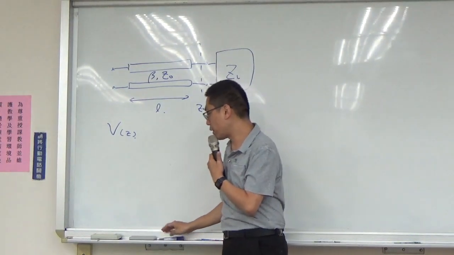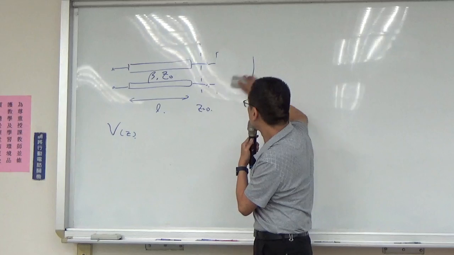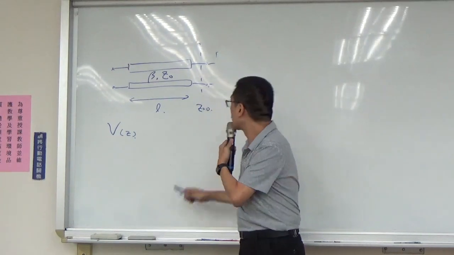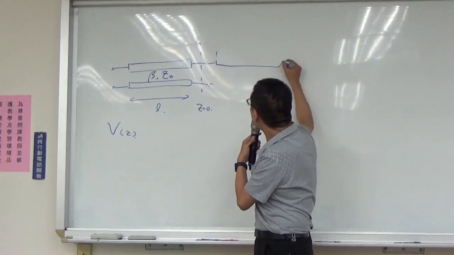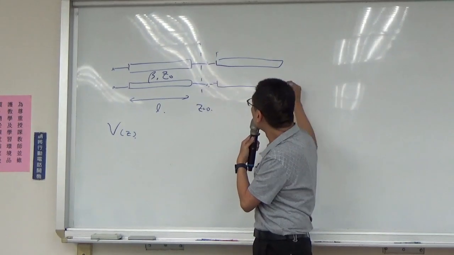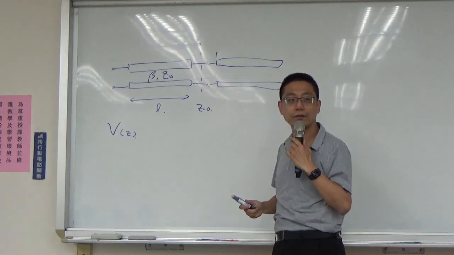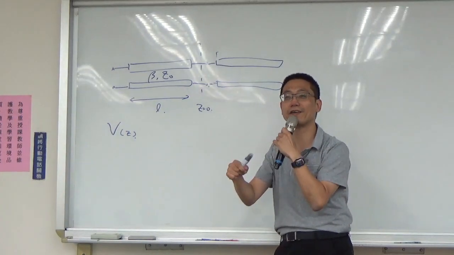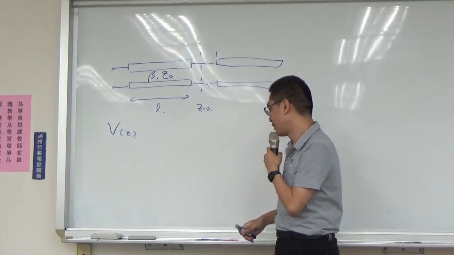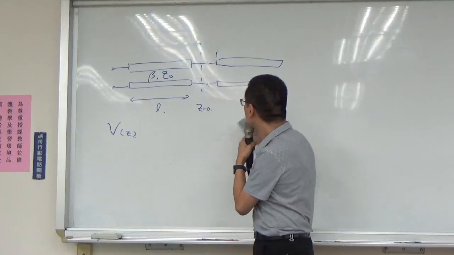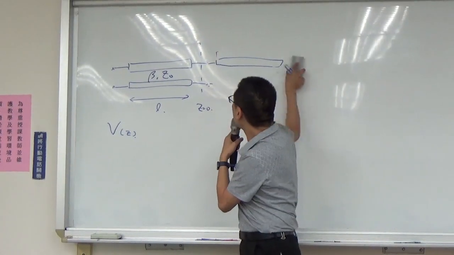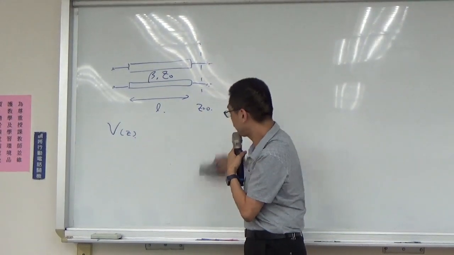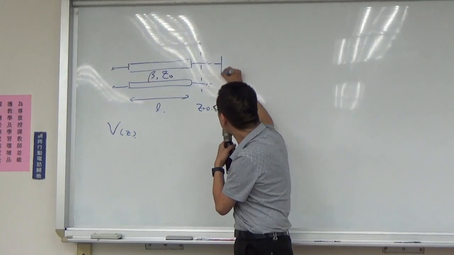Can I replace ZL with another transmission line? Yeah, of course, I can do that physically. I just connect it, right? Or can I, let's go back to ZL.